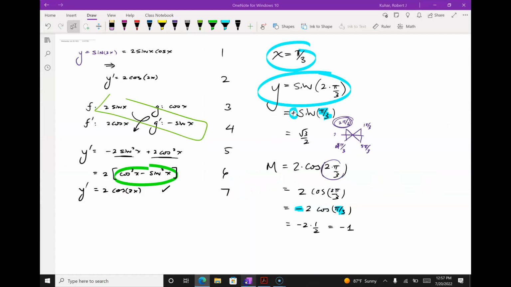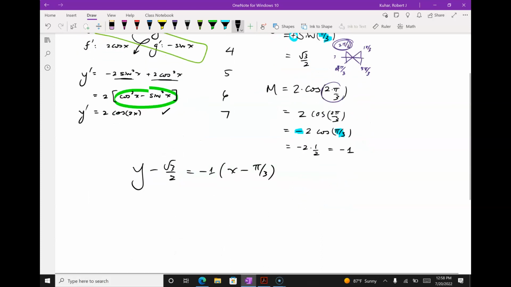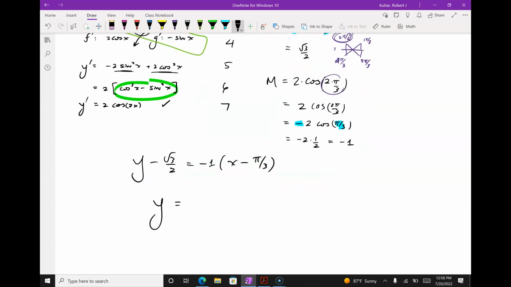I forget already. Oh, I didn't do it. So y minus pi over 3. Oops, sorry. Help me. Yeah, square root of 3 over 2 equals negative 1 times x minus pi over 3. None of you are. I'm doing all the work. You're not even copying me now. When I'm writing, you should be racing me, right?